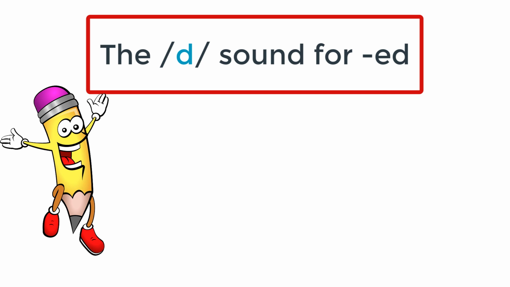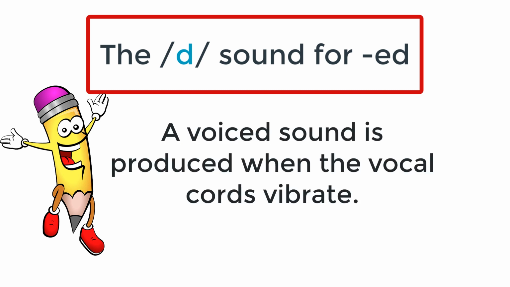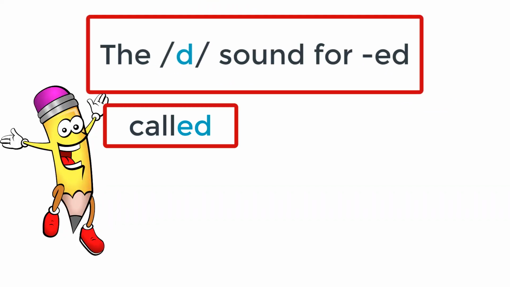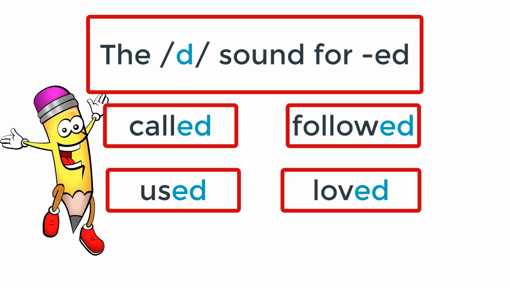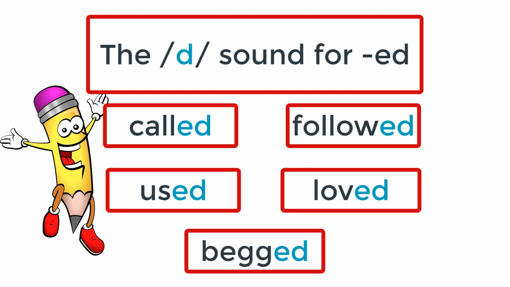Sometimes the ED will sound like a D sound. This is also a voiced sound. In a voiced sound, remember your vocal cords vibrate, and you can touch your throat when you say this sound. Examples of these words are called, used, followed, loved, begged. Notice that this sound does not add an extra syllable.